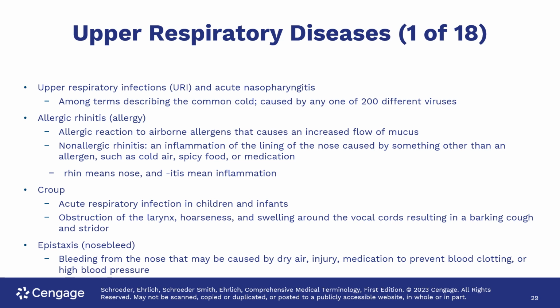Laryngo is larynx, so laryngitis is inflammation of the larynx. Pharyngo is pharynx, so pharyngitis is inflammation of the pharynx. Croup is inflammation of the upper respiratory system that is usually sudden and due to an infection. The barking or seal bark cough is classic. Epistaxis is a fancy word for nosebleed. Impress your friends and family next time anyone has a bloody nose.